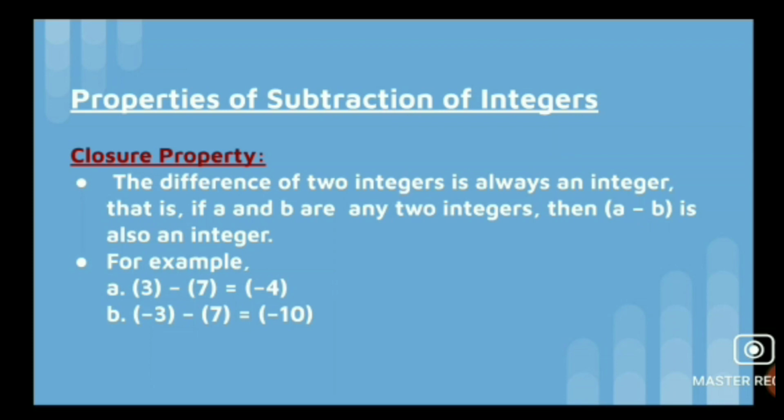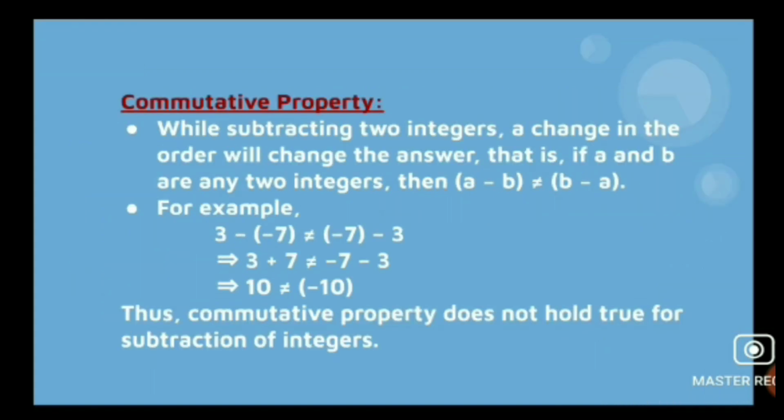Minus 3 minus 7. Here we have the same sign, so you have to add and put the same sign before the sum. So minus 10 is the answer. So closure property is satisfied under subtraction of integers. Next one, commutative property. While subtracting two integers, a change in the order will change the answer, because in addition it will not differ, but in subtraction when we change the order, one is positive, another one is negative, so surely the answer will differ.